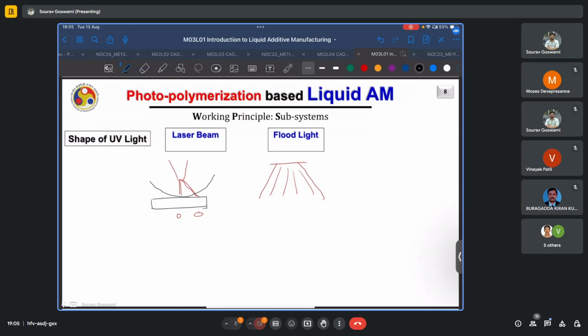This, of course, leads to a variation in energy distribution. And typically, for laser beams, you will have something like a Gaussian distribution of energy. But when you're changing the beam profile, the distribution will change. It will also lead to a variation in the bead sizes.